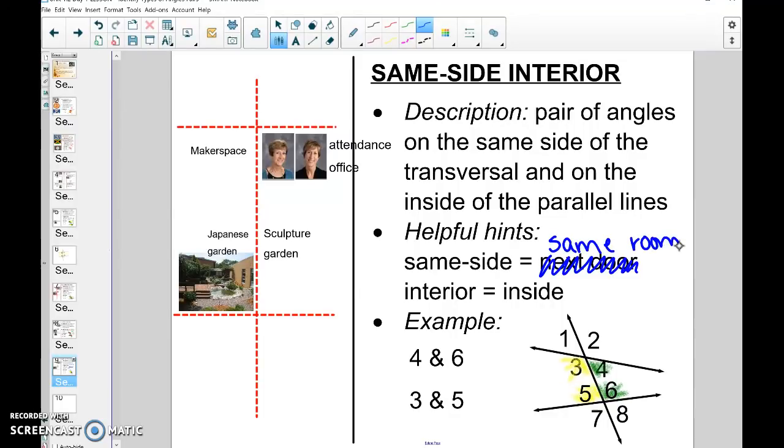Kind of looks like in our picture, you can almost think of this as a classroom with these walls kind of going up, and 3 and 5 are like two students in the same room. 4 and 6 are in the same classroom, but they're across the hallway. So that's how you can remember that they're same side interior angles. Okay, again, maybe only write down one of them, so draw a little star kind of like that, or on the other side, to get a good idea of that.